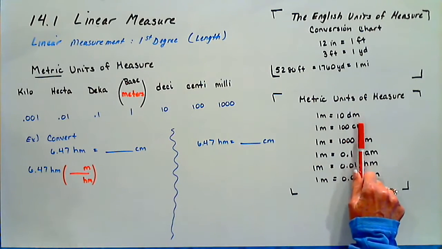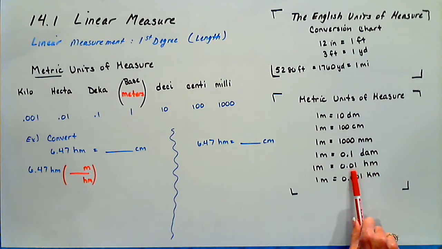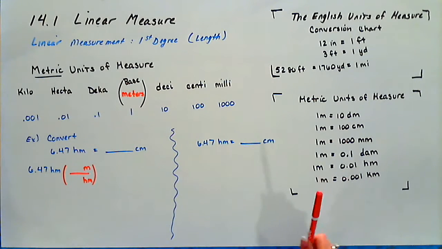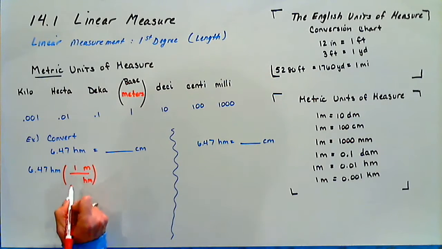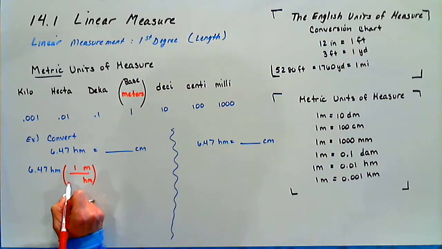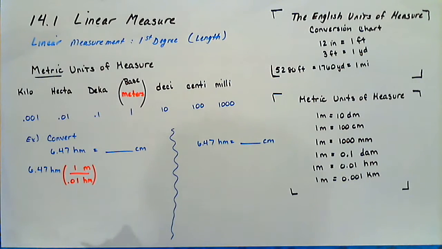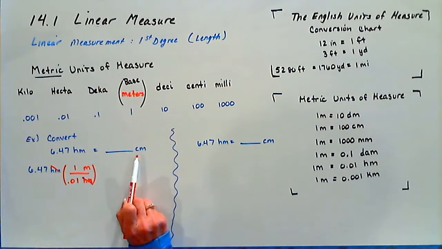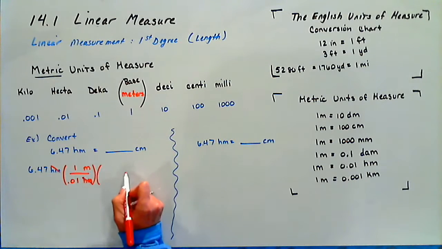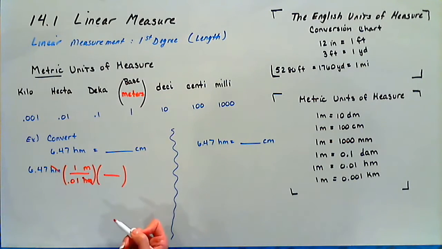So if I look at my conversion, it takes 0.01 hectometers to equal 1 meter. So 1 meter is 0.01 hectometers. Well, you'll notice hectometer reduces with hectometer. I'm sitting with meters, but I want to go to centimeters. So I need to multiply by the number 1 again.